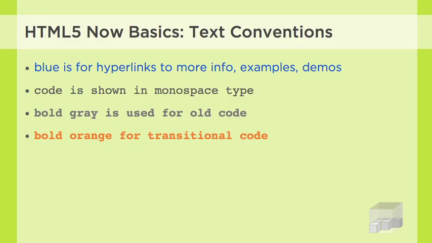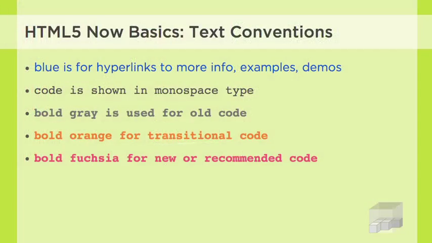If you see orange code, that means that it's code that you can use, but you really should only use for transitional purposes. That is, you may need it for compatibility with older browsers, but it's not new, really. It's just a tighter version of what you should be using to ease your transition. Finally, when you see code that's bold and fuchsia, that's new code. That's either new HTML5 code or new techniques reusing markup that you already know how to use.